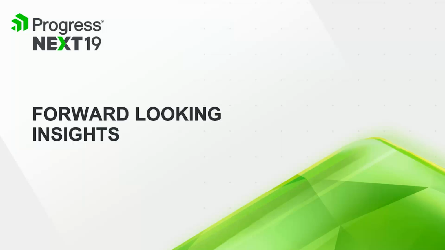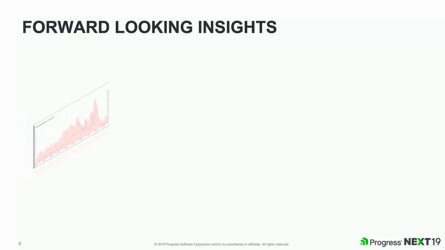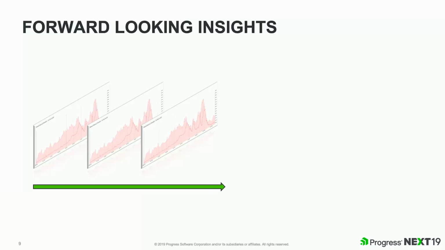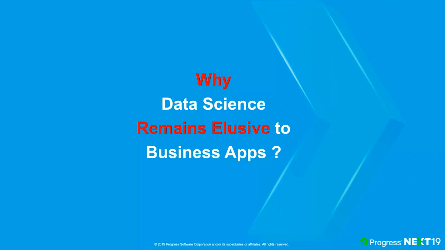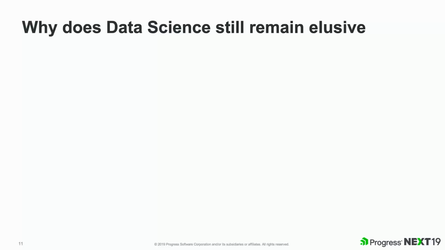So when we are doing forward-looking insights, what is essentially happening is I take the system, take a snapshot over time, and see the system grow and evolve over time, and then say, if this is what happened in the past, let me learn. The machine learning models are learning, and then it'll predict what happens next. So that's the prediction, right? So if these are the things, why is data science still elusive to business apps, right?